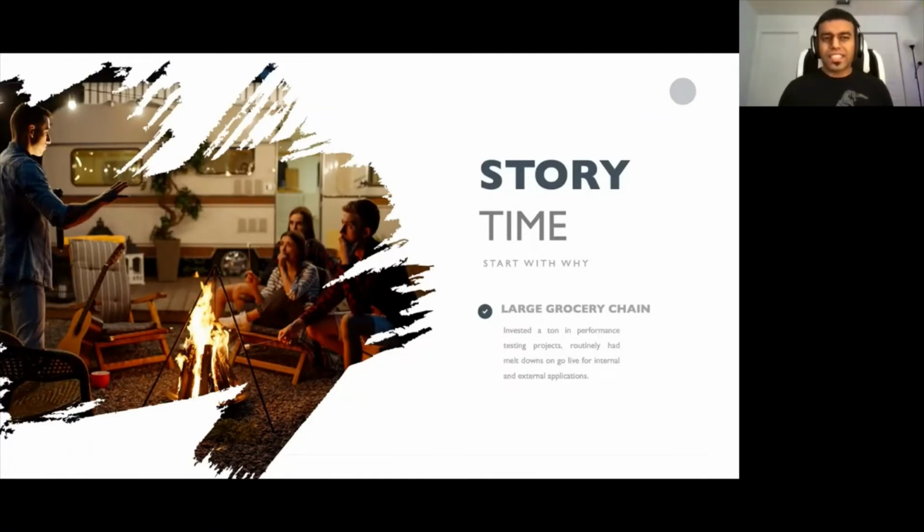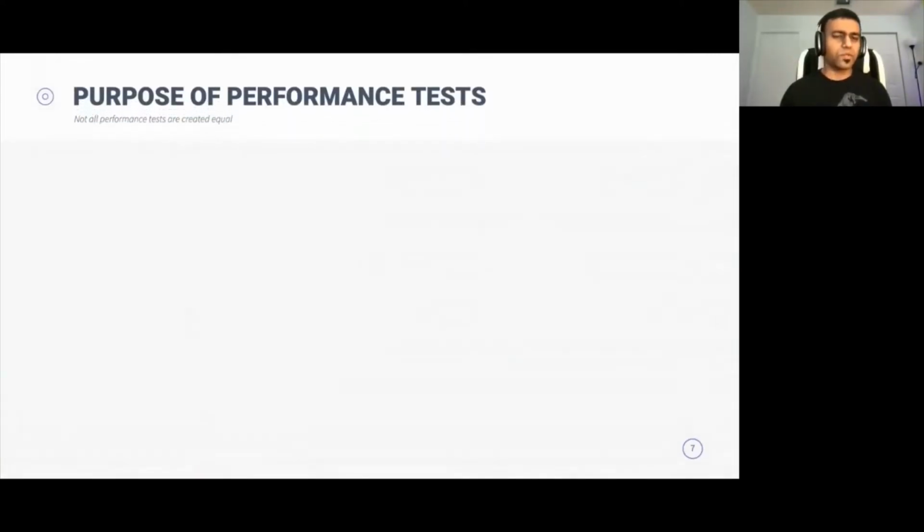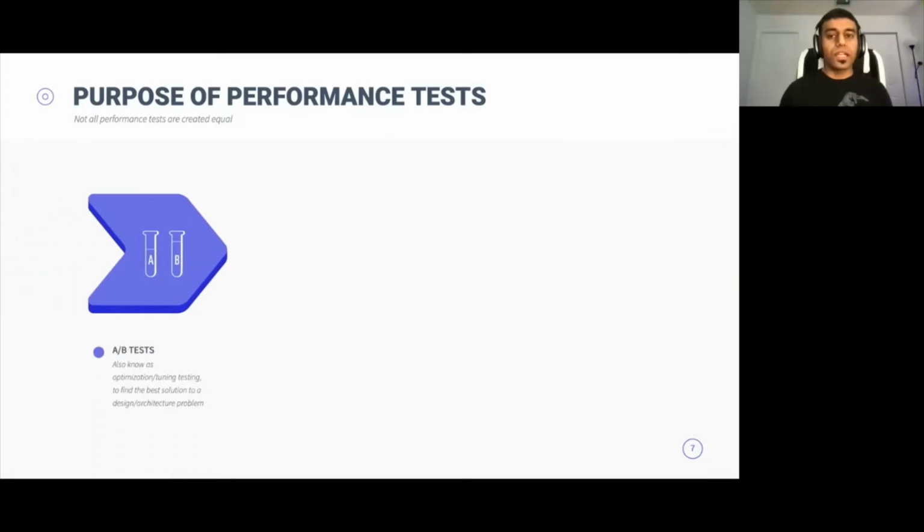So that doesn't jive, right? That doesn't add up. Like if you are making investments, you should be getting some results or returns from it. So what happened? What happened was folks were not really paying attention to why they were doing the things that they were doing. For example, there were different teams that were running optimization or tuning tests, A/B tests.